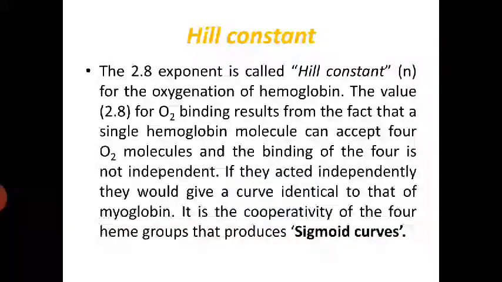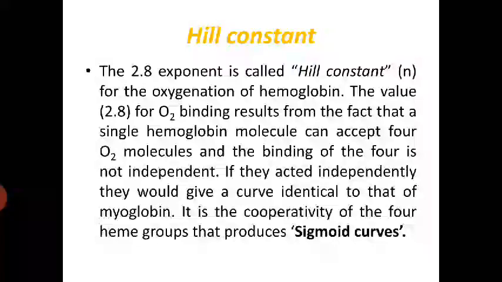Then what is this Hill constant? This exponent is called the Hill constant, or we can say Hill coefficient. That was introduced by Archibald Hill in 1910 for the oxygenation of hemoglobin. The value, that is 2.8 for oxygen binding, results from the fact that a single hemoglobin molecule can accept four oxygen molecules, and the binding of the 4 is not independent.